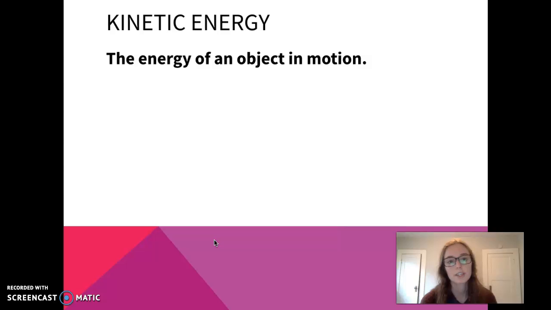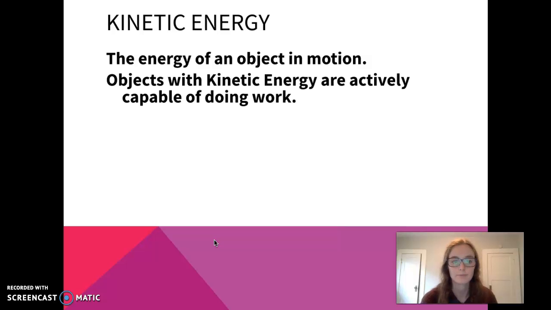And kinetic energy is the energy of an object in motion. If you think about what kinetic means, or say like a kinetic stretch if you're an athlete, it is a stretch that you do while moving. So thus, kinetic energy has to do with energy in motion. Objects with kinetic energy are actively capable of doing work.